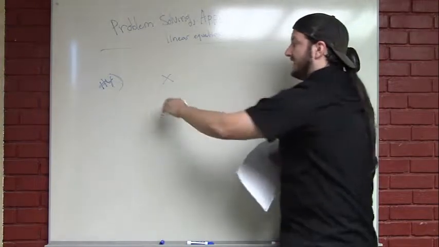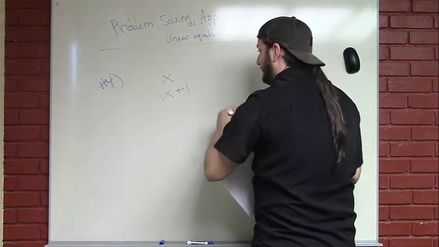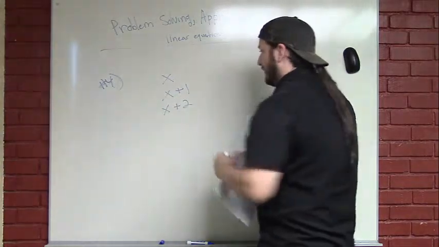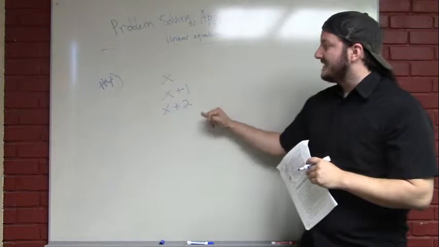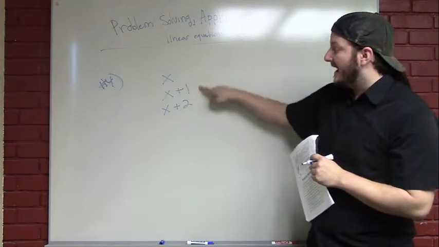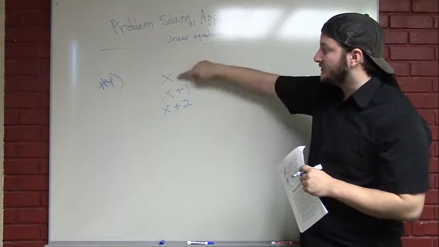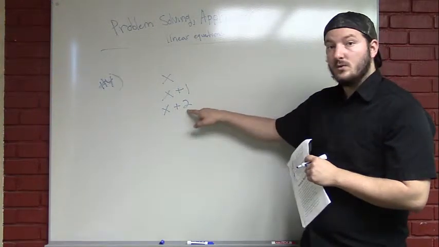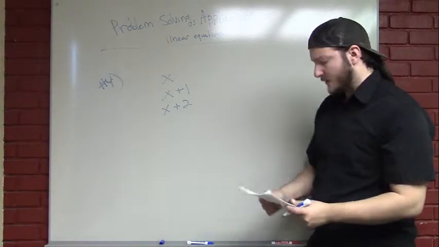If our first one is x, our second one has to be x plus 1, and our third one has to be x plus 2. Because if these are going to be consecutive, the second number has to be 1 more than the first one, and the third number has to be 2 after the first one. So for instance, if x was 3, 3 plus 1 would be 4, 3 plus 2 would be 5. So it would be 3, 4, 5. You see how this is working out?